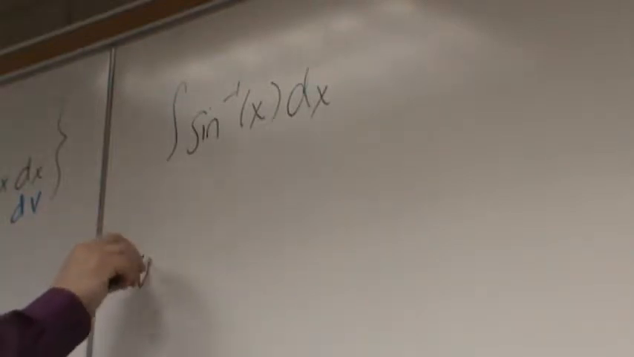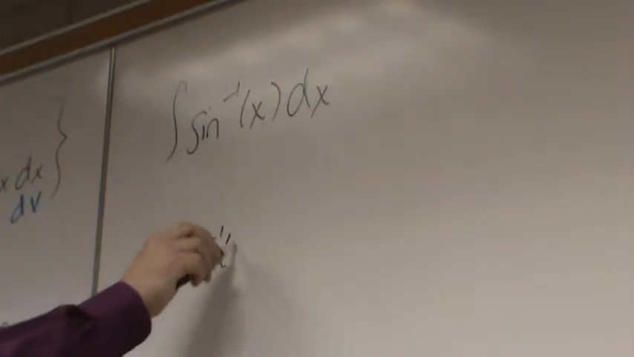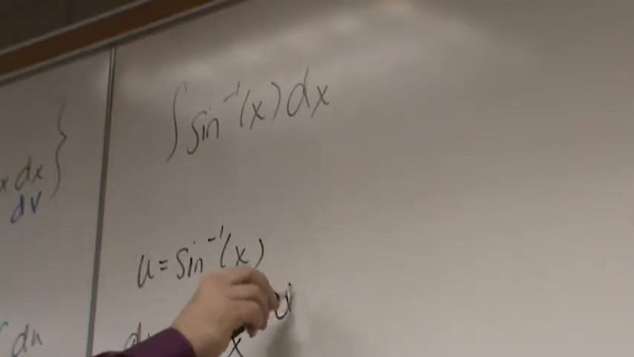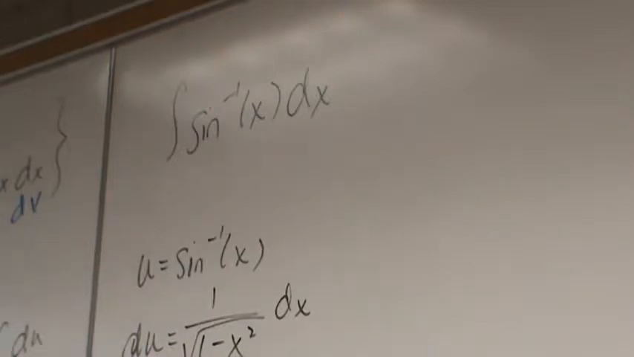Okay, here. Start this one. And can I just get you started? Let your u be the inverse sine of x, so that your du is 1 over the square root of 1 minus x squared dx. Okay, good luck.